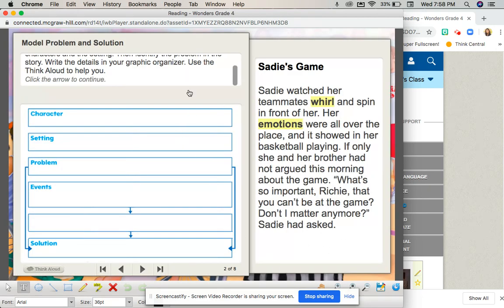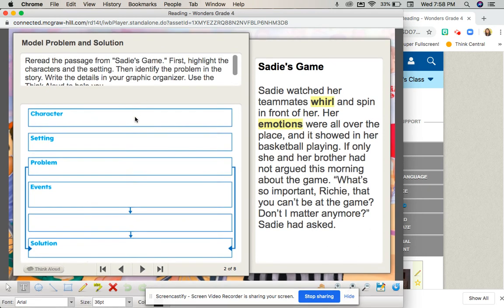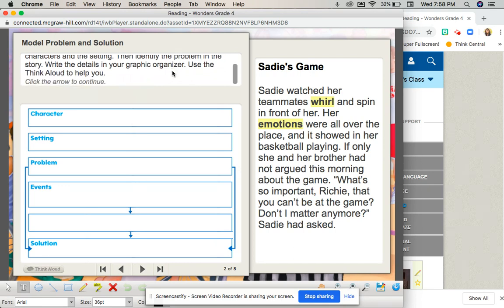As I read and type in each of these boxes here, you guys can go ahead and write down anything that you see on the screen. Rather than you guys trying to guess and figure out what to put in each of these boxes, we'll just do it together. So it says, reread the passage from Sadie's Game. First, highlight the characters and the setting. Then identify the problem in the story. Write the details in your graphic organizer. Use the Think Aloud to help you. So we'll click on this in just a little bit. But here we're just going to look at one section of Sadie's Game.